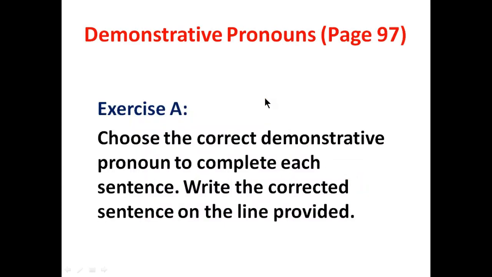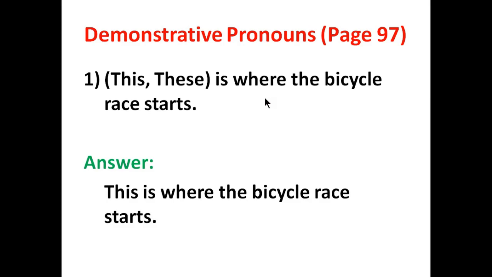Page 97, exercise A. You will choose a correct demonstrative pronoun to complete each sentence. Write the corrected sentence on the line provided. Number 1. This or these is where the bicycle race starts. My dear students, you will not circle the demonstrative pronoun. You will write the complete sentence on the line given to you. This is where the bicycle race starts. Now the race is one thing, so the demonstrative pronoun this will be used.